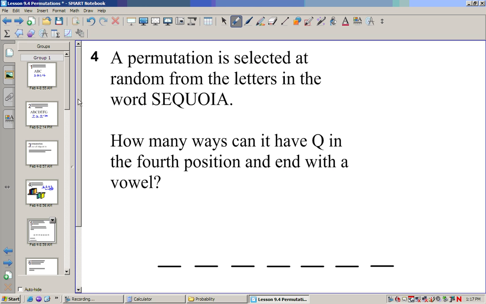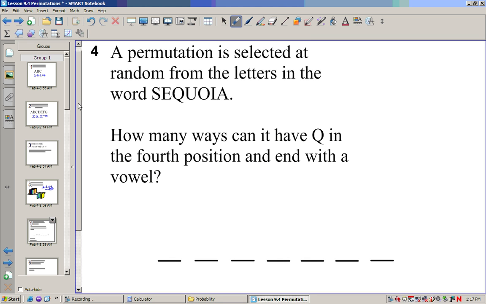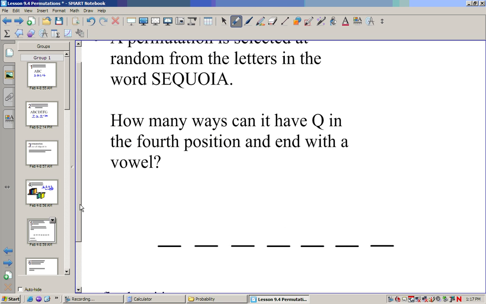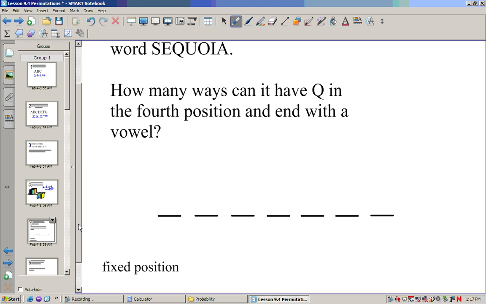Now we start to get into a little trickier problems. How many ways can I rearrange the letters of SEQUOIA so that Q has to be in the 4th position and it has to end in a vowel? Now we have to talk about fixed positions and restricted positions.